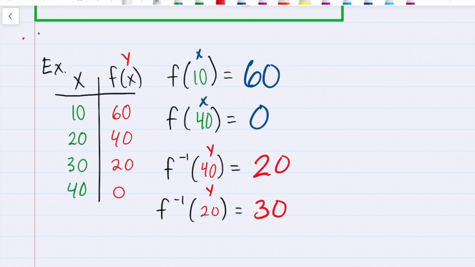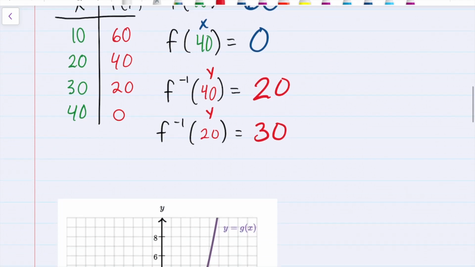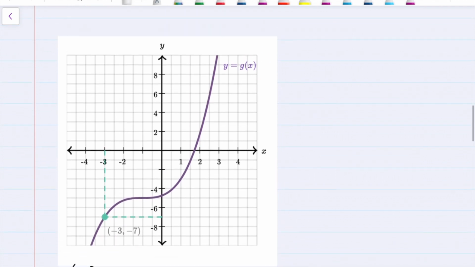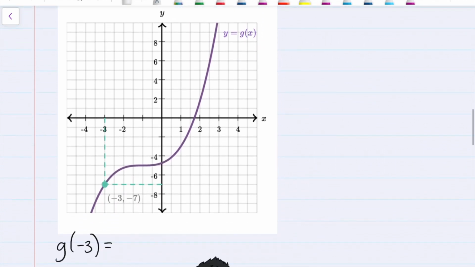Basically, it's flipped. And the same can be said about a graph. Look, right here, this is the original graph. Remember, it's original. We know it's original because it doesn't have the little negative 1 on top. So there's no negative 1, that's my original g. When my x is negative 3, what's my y? My y is negative 7 on the original graph.